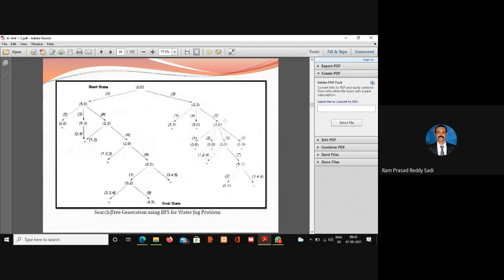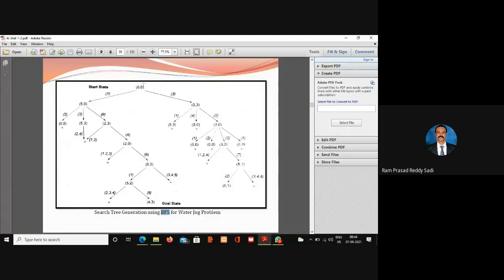So this kind of generation is nothing but your state space. On this state space, you can apply your BFS, and this state space has been generated using BFS. That's the interesting point over here. The tree has been generated using BFS. That means you have been exploring the nodes level by level. Once these nodes are explored, then only you move to the next level. Level by level expansion takes place. So this tree itself is generated using level by level expansion.